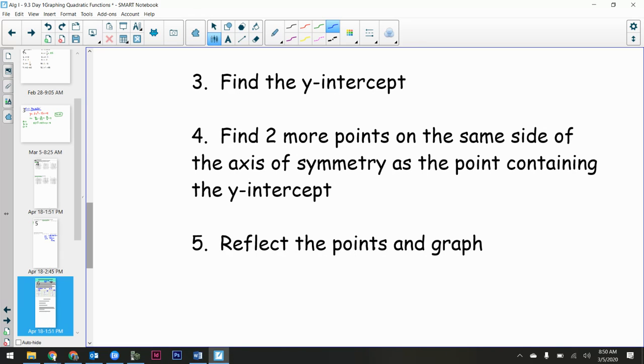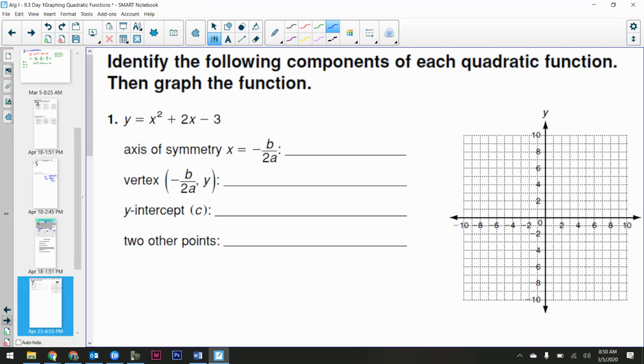So let's try one, shall we? This is your number one as well, right? Now, first off, there's not a blank for it, but do we know whether it opens upward or downward? Yes. What does it do? We know that it opens upward.